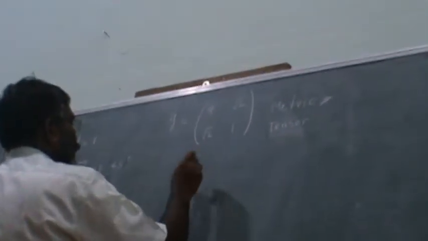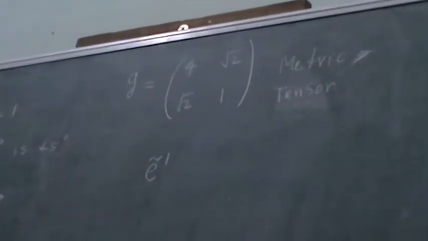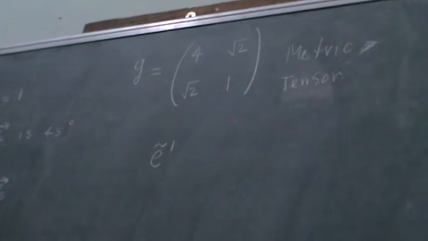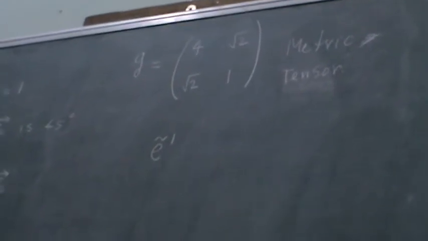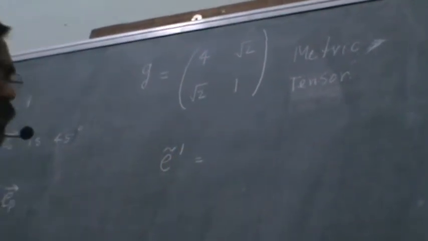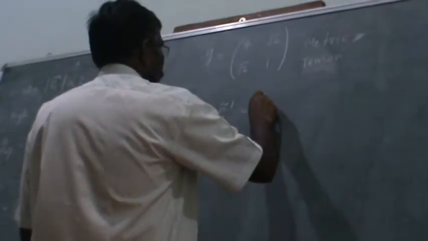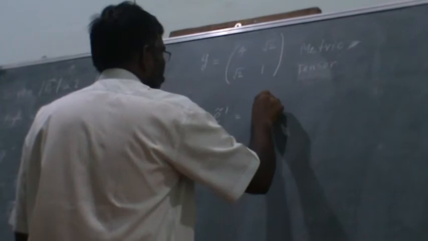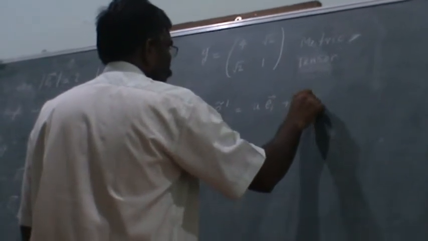Now how do I find E1 tilde? How do I find E1 tilde? E1 tilde is also a vector. It's a one form, but it's in the vector space. So I can think of writing this as some A times E1 plus B times E2.